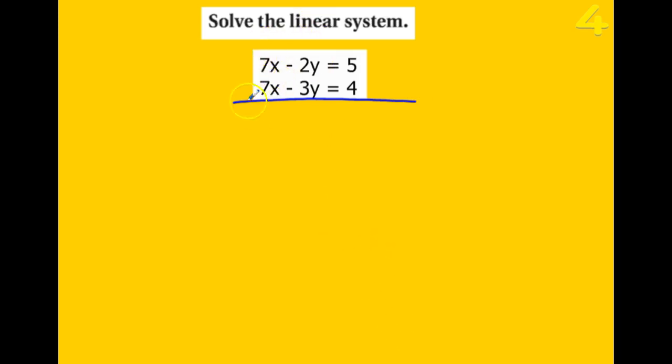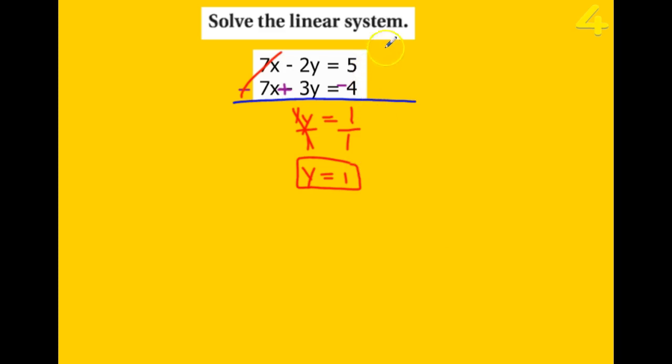I can see that the x's are going to eliminate because they're the same number. However, if I add them, they're not going to go away, so I have to subtract them. If I subtract the 7, I have to subtract this, which becomes a positive, and this, which is now a negative. So 7 minus 7 eliminates. Negative 2 plus 3 now, there's more positives. That's 1, and 5 minus 4 is also 1. Well, if you divide by 1, we still get y equals 1.